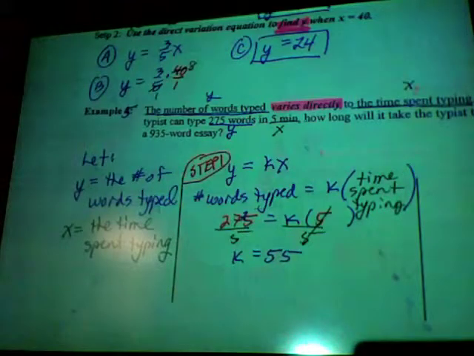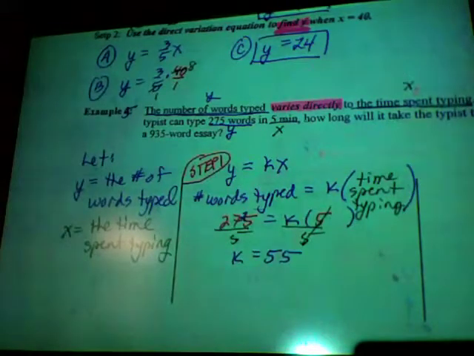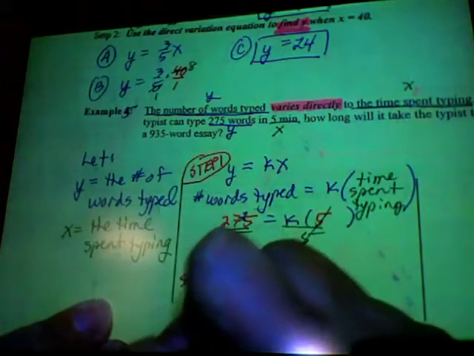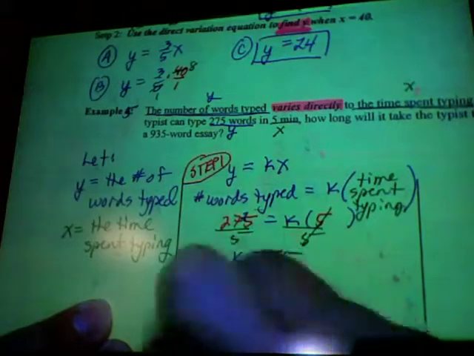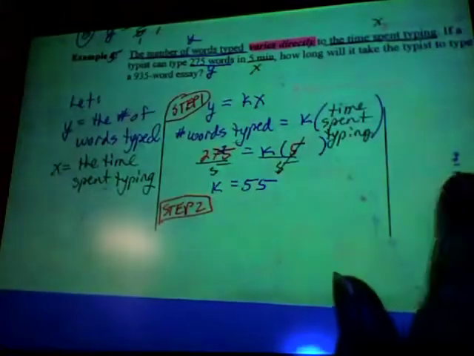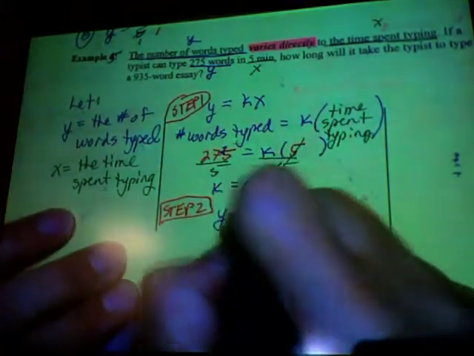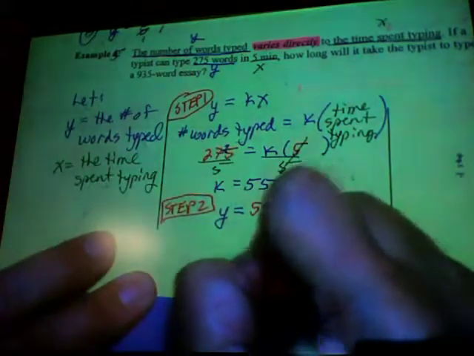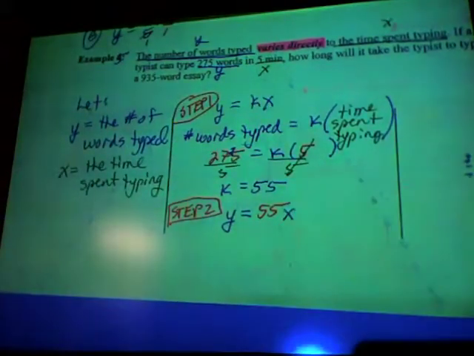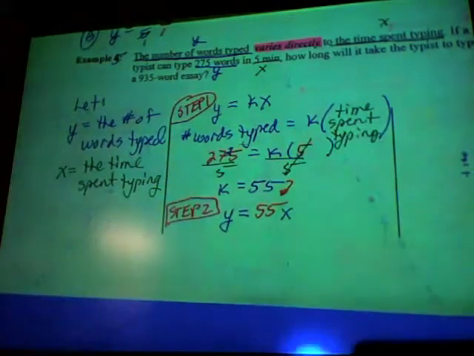So I have to write an equation before I can actually answer the question, how long will it take the typist to type a 935 word essay? Because you're not allowed to do scratch work and try to figure it out by doing a little bit here and a little bit there. So then step 2, I'm going to take that k equals 55 and write my direct variation equation. So y is equal to 55 times x. And so this 55 went right down there, just like we did in the previous 2 examples, but this just happens to be a word problem.